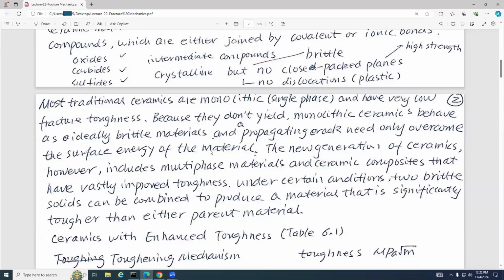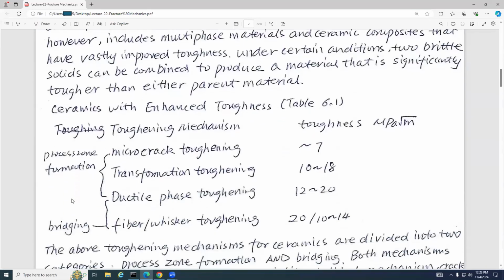And then within this ceramic matrix, we add some multi-phase materials to vastly improve the toughness. Under certain conditions, two brittle solids can be combined to produce a material that is significantly tougher than either parent material. Right? So what kind of ways have people used to enhance the toughness of ceramics, and there are several.